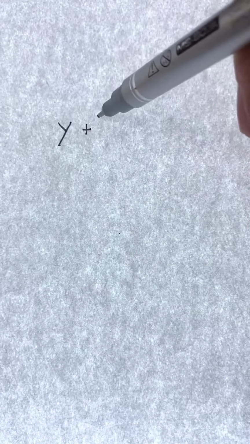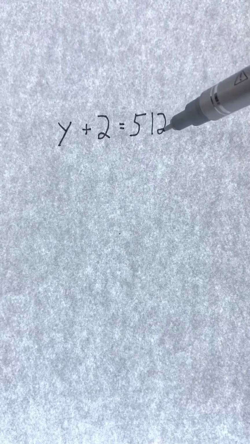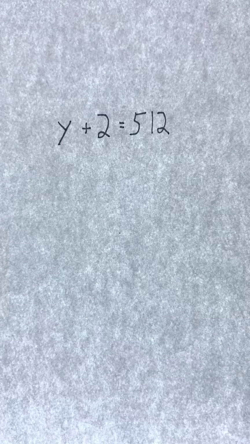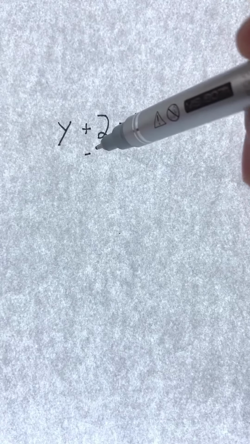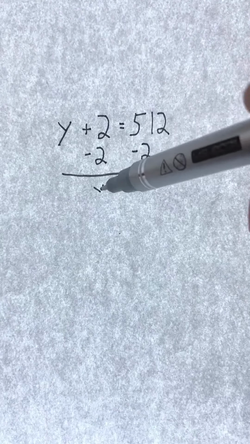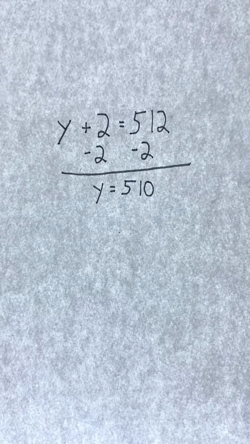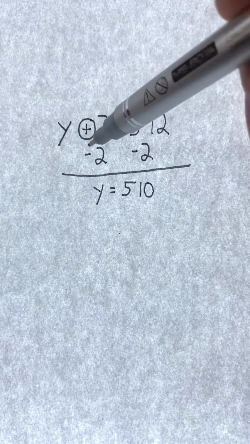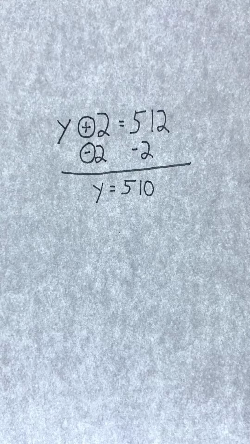Suppose you want to solve this equation for y. To do this, we need to somehow undo the addition of 2. This is accomplished by subtracting 2 from both sides. So y is equal to 5/10. Subtraction undoes addition. In math language, we'd say that subtraction is the inverse of addition.